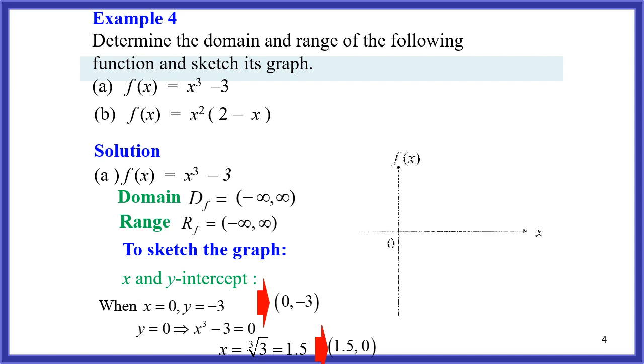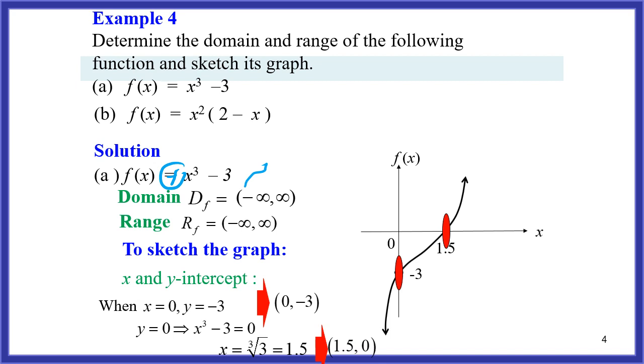So we have these 2 points. What we need to do is to plot the 2 points and connect them according to the basic shape of the cubic function. So because it's a positive x cubed, it's going up moving to the right. So the basic shape will be like this. Okay, so make sure the graph is plotted through the 2 intercepts.